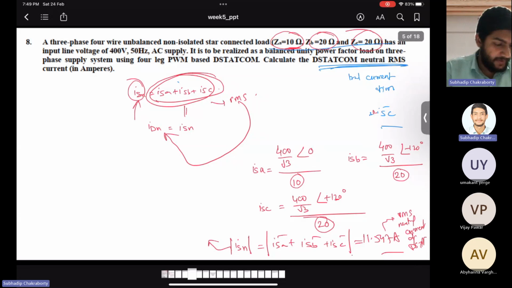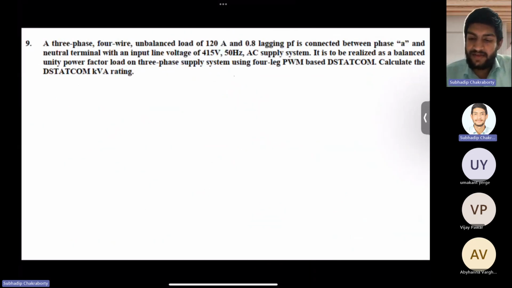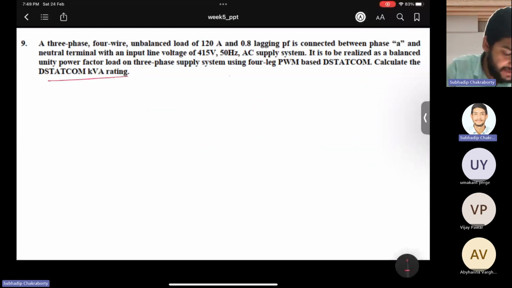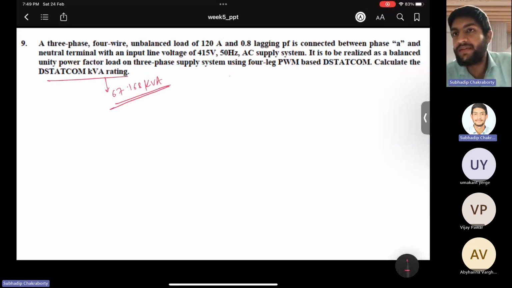So coming to the next problem, it is the same. We have solved it like this. If you want to solve it, just take it, and I will write the answers. The DSTATCOM kVA rating will come out to be 67.168 kVA.